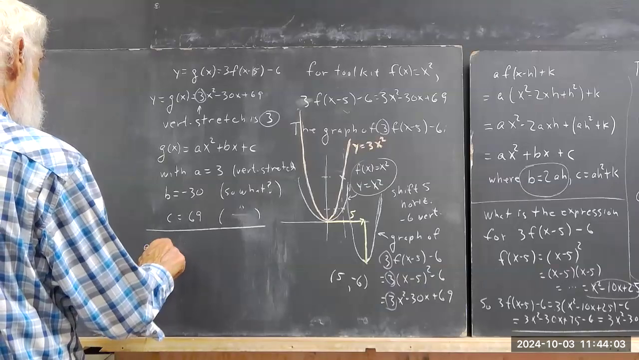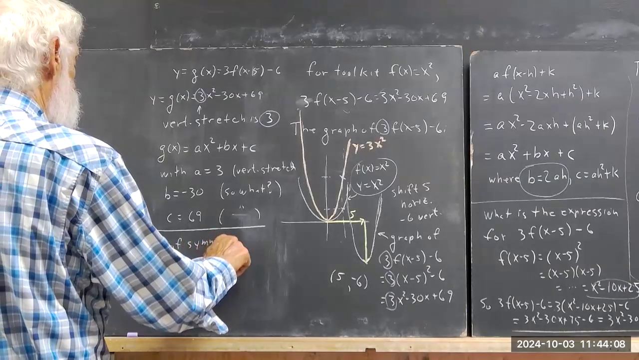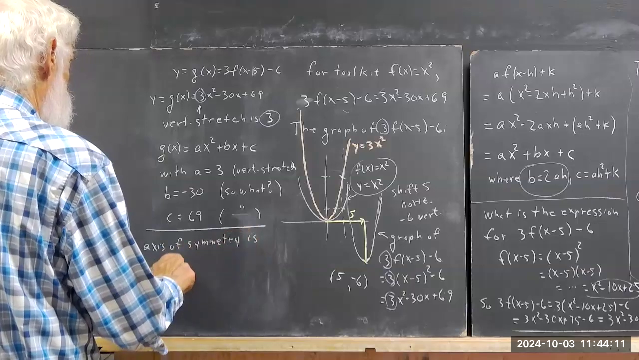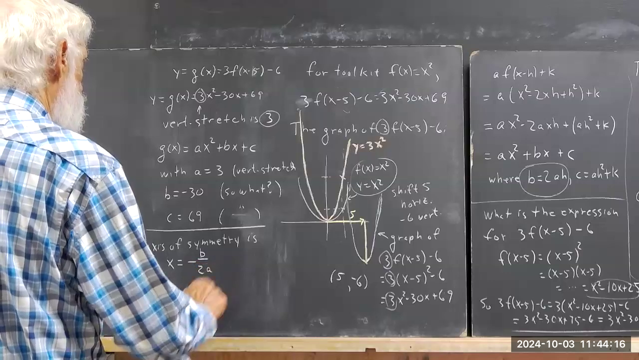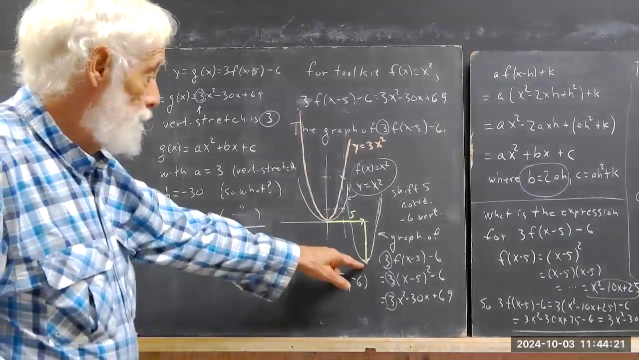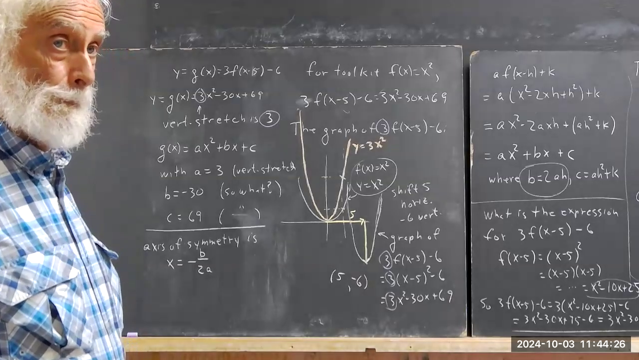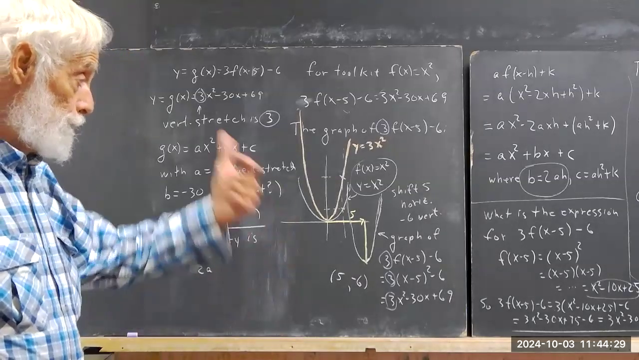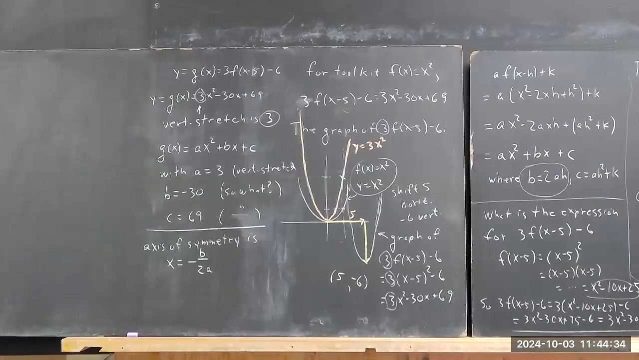axis of symmetry. It's x equals negative b over 2a. Now, what's the axis of symmetry for this graph? What vertical line is this graph symmetric with? Write it down if you know. I'll give you a minute, either you know or you don't. And I just want to check and see if anybody does.